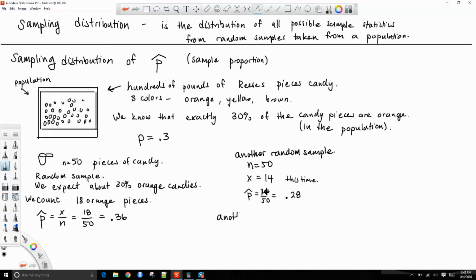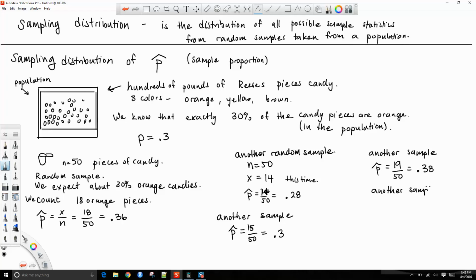So we take another sample. Maybe my p hat is 15 over 50, and so my p hat in this case is 0.3. We do this again, another sample, and for every sample we're going to record a new p hat. Maybe I get 19 over 50, and I get 0.38. Another sample, and we just do this again and again.